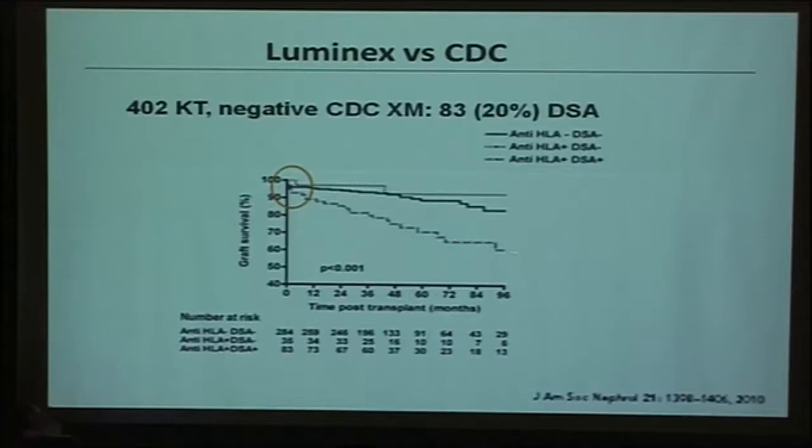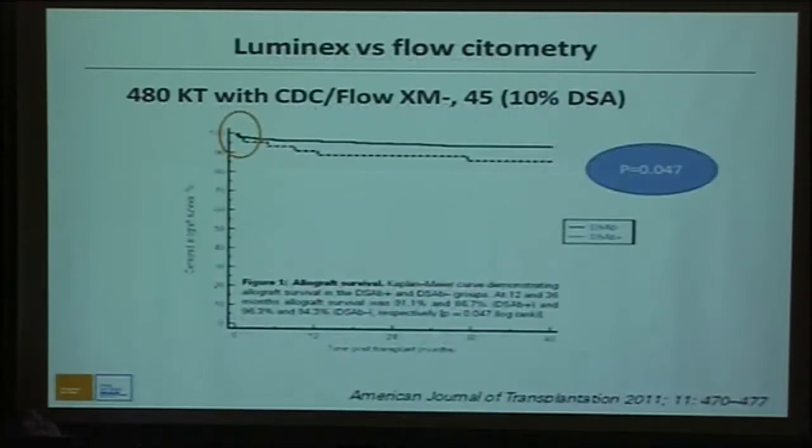The graft survival is significantly lower than in those that have no anti-HLA antibodies, or those in the thicker line having anti-HLA antibodies but not specific against the donor, the non-specific anti-HLA. So definitely having DSAs before transplant is really associated with worse graft function and increased graft loss in the middle term, 7 years of evolution.